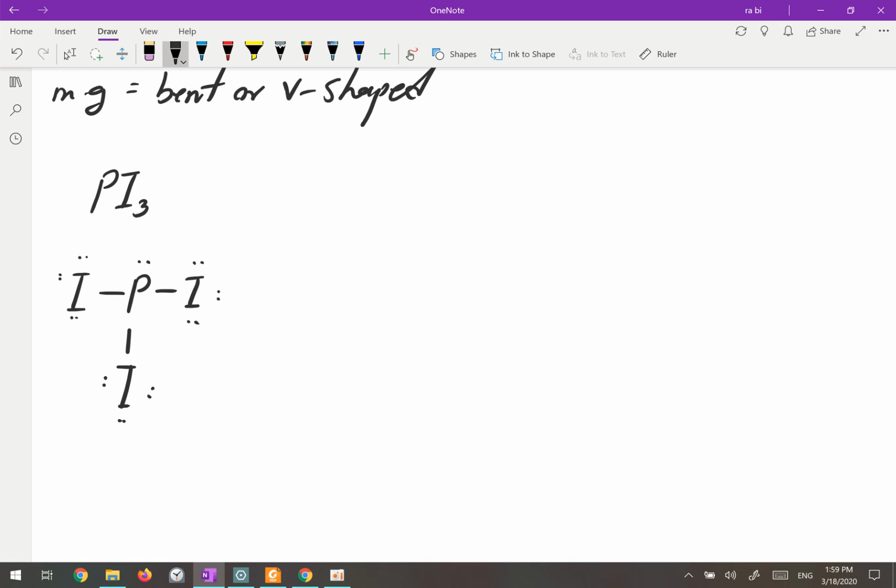This is the Lewis structure for PI3. So how many domains do we have here? 1, 2, 3, 4 domains: 3 bonds plus 1 lone pair. The domain is 4, so the hybridization would be sp3. The electronic geometry is tetrahedral.